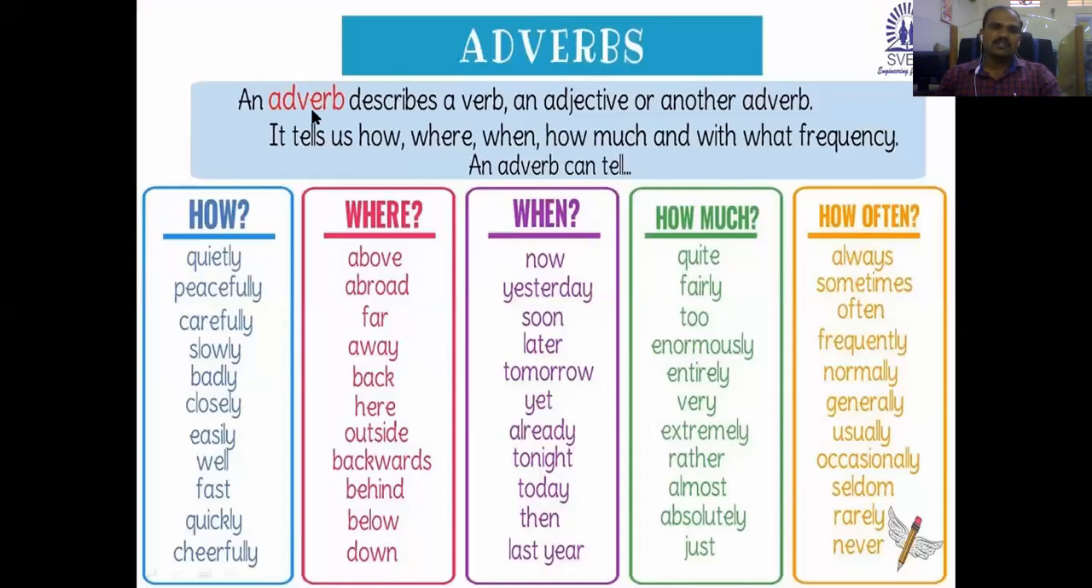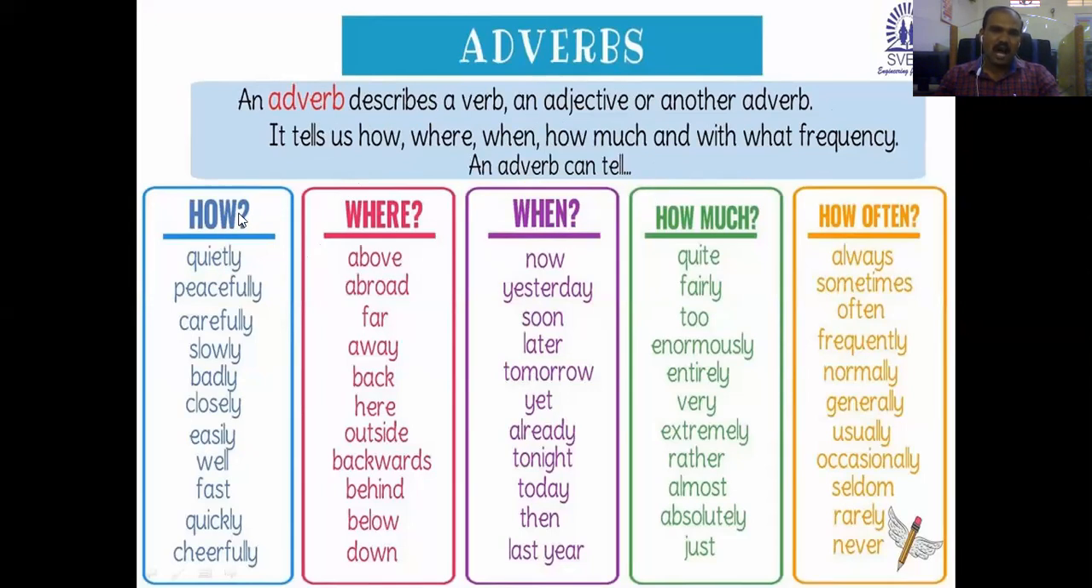Here, additional examples of adverbs. An adverb describes a verb, an adjective, or another adverb. Sometimes it talks more about the adjective as well. So an adverb can tell how, where, when, how much, and with what frequency.